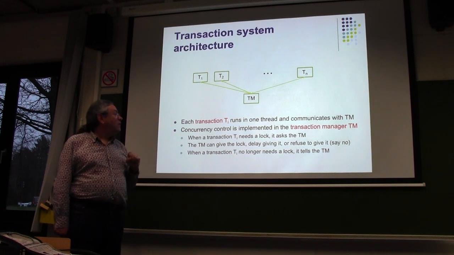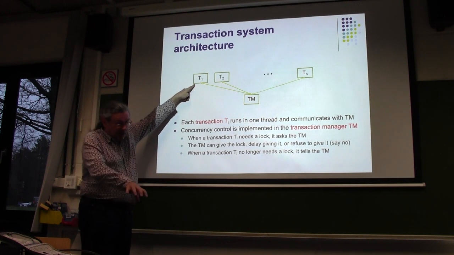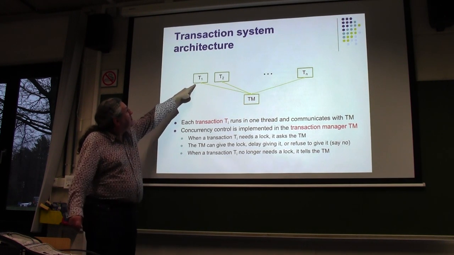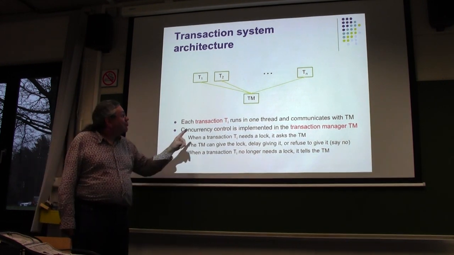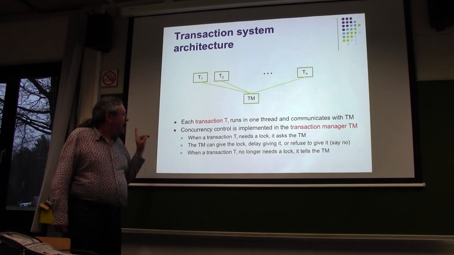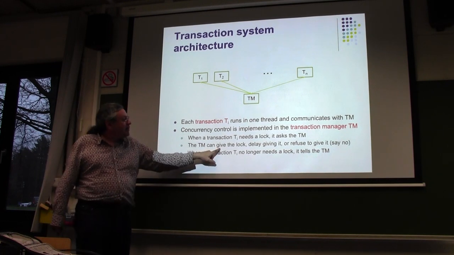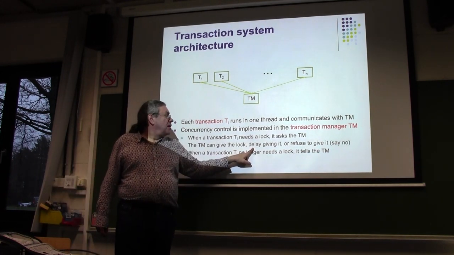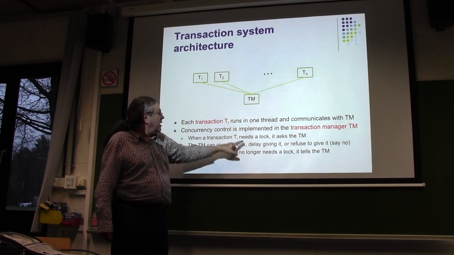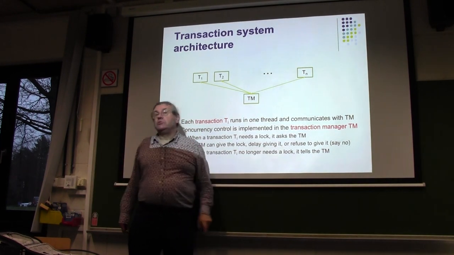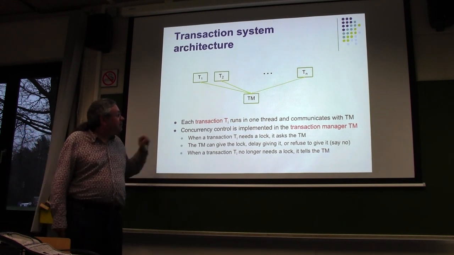So what does this transaction manager actually do? Well, the whole point is managing the locks. If a transaction needs to access a cell, it needs the lock. And it asks the transaction manager, please give me the lock. And then the transaction manager replies. And there's many possible replies. It can say, yes, you have the lock, or it can delay, wait, because maybe someone else is using the lock and it will let this one wait. Or it can say, no, you will not get the lock, okay? So there's different kinds of replies.